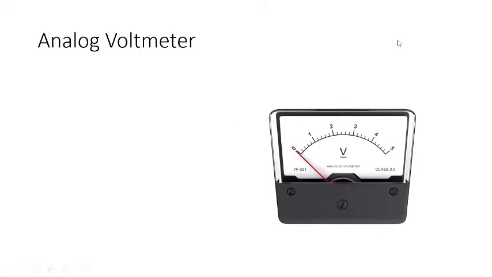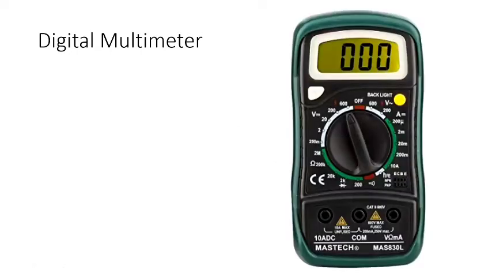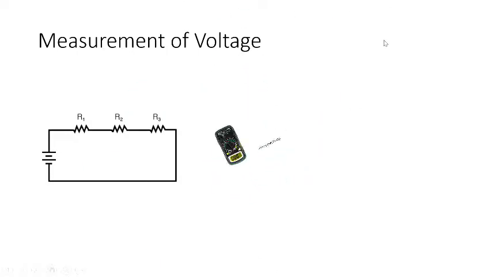So this is how your analog voltmeter looks like, and this is how your digital multimeter looks like. In this video we'll be using a digital multimeter for the measurement of voltages. Why? Because it has several advantages over the analog multimeter. Firstly, it can measure DC as well as AC voltages, and it can also measure other quantities such as current and resistances. It can tell you the terminals of a PN junction diode, and it can also tell you the terminals of a transistor.